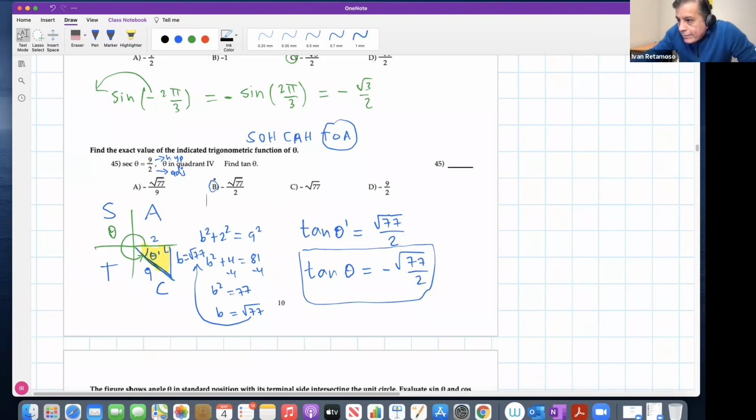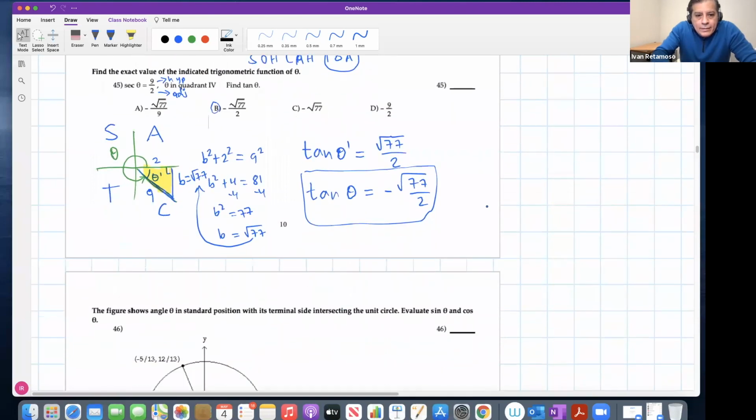For 45, excellent. Yeah, very good. Very good there, right? So use your knowledge of reference angle to figure this out, okay? They wanted the exact form, so you gotta go through this, right? Very good, very good. Okay, let's continue.